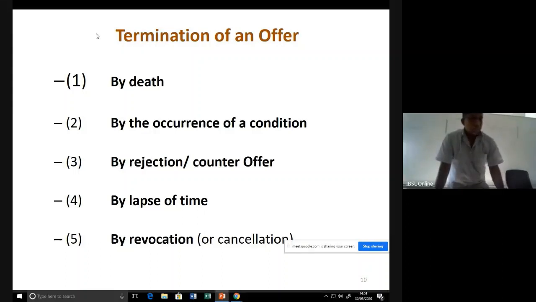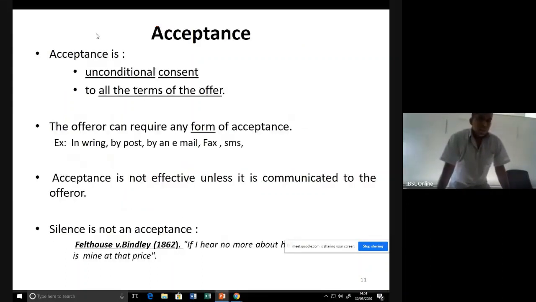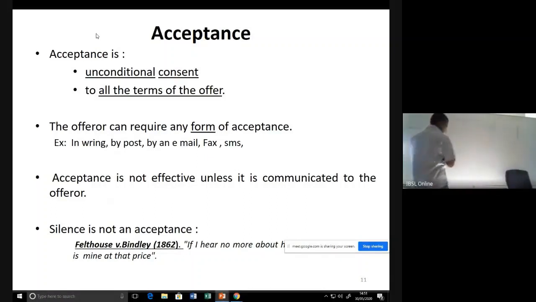The next one is the acceptance. You remember the agreement. Agreement is the first step or first element of the contract. Agreement means offer plus acceptance. Offer and acceptance.